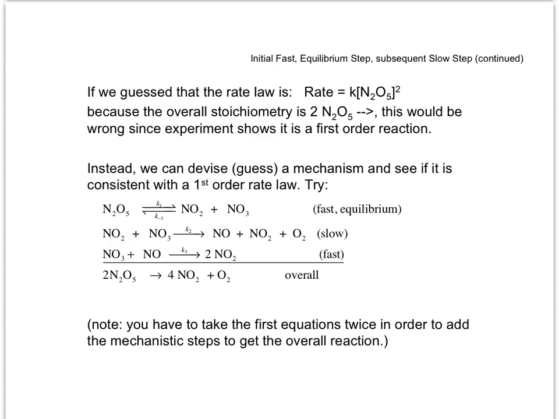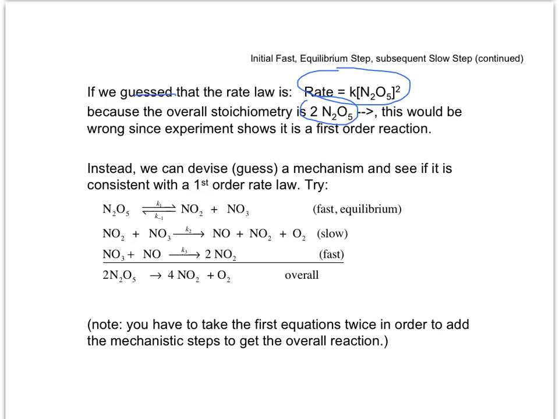Now, because the coefficient in front of the N2O5 is 2, we might have guessed that the rate is equal to K times N2O5 squared. Okay, so that's just a guess. We know that it's wrong because experiment tells us that this is a first order reaction. So instead, we're going to devise a mechanism and figure out one that's consistent with this overall process. And by the way, on a test, I'm not going to have you guess mechanisms. I'll give you mechanisms, and you have to work out the details of them.